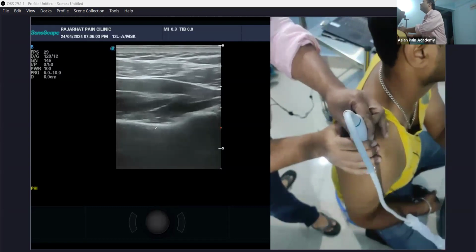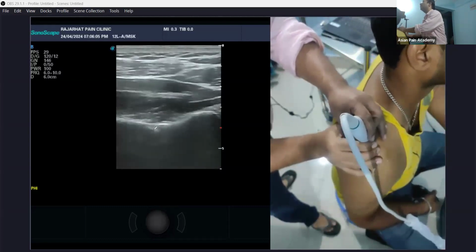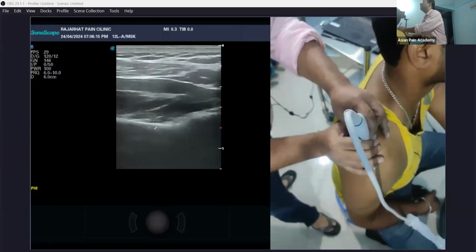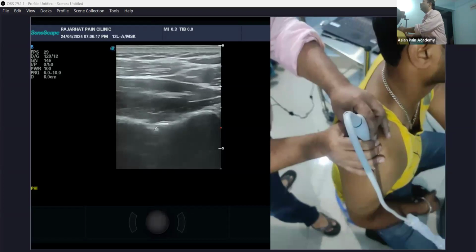Just in the middle of the screen, I am trying to keep. No, please. You see the pulsatile artery, okay? So this is the suprascapular artery. Has everyone seen it or not?